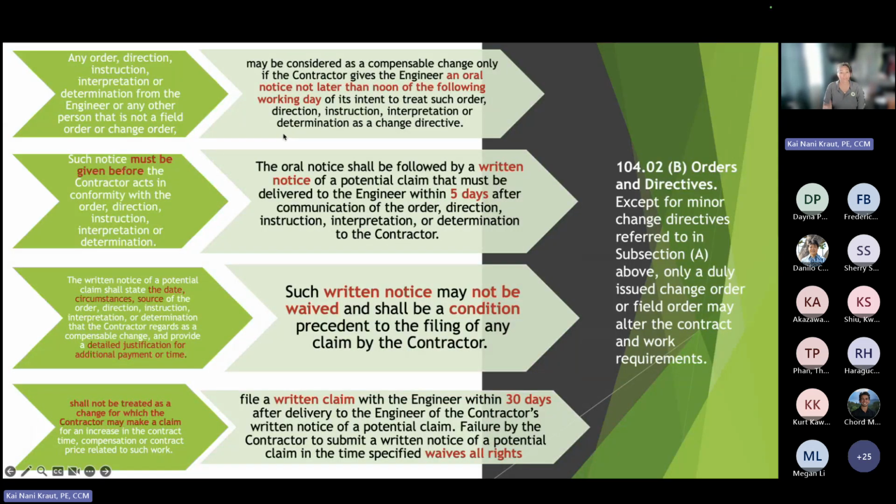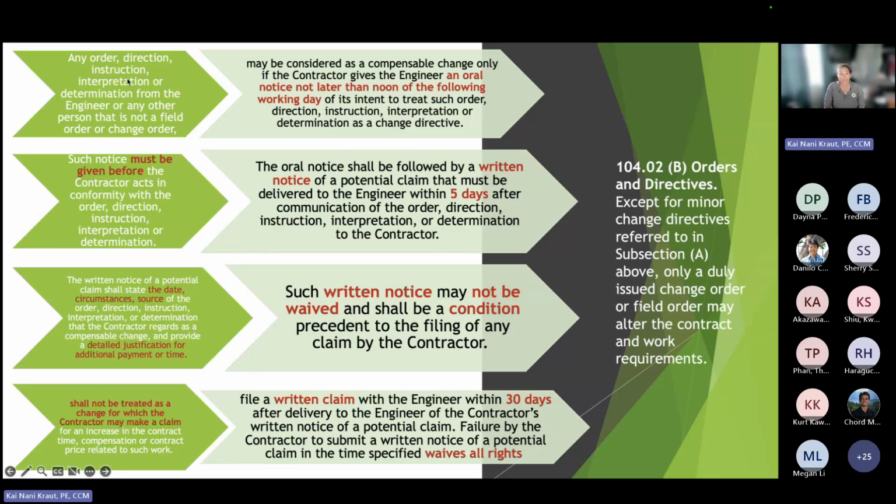Here we go. This is what it says under minor orders and directives. This is the beginning of it, except for minor changes referred to in Section A, which talks about a change that does not affect time and does not affect price. So those are minor directives. Subsection A above, only a duly issued change order or field order may alter the contract and work requirements. So it's like step by step. And I highlighted in red the important pieces pertinent to our discussion today.